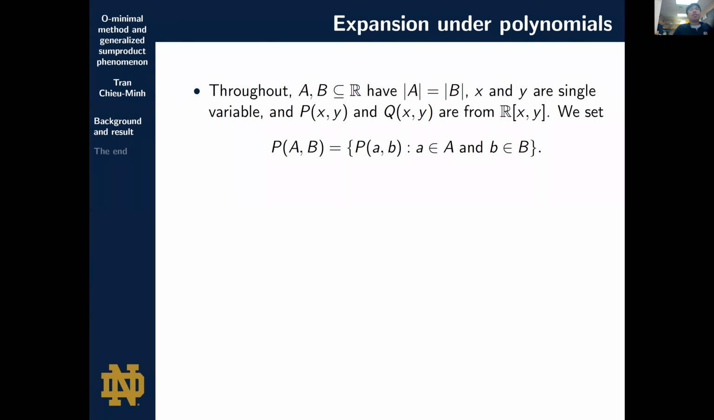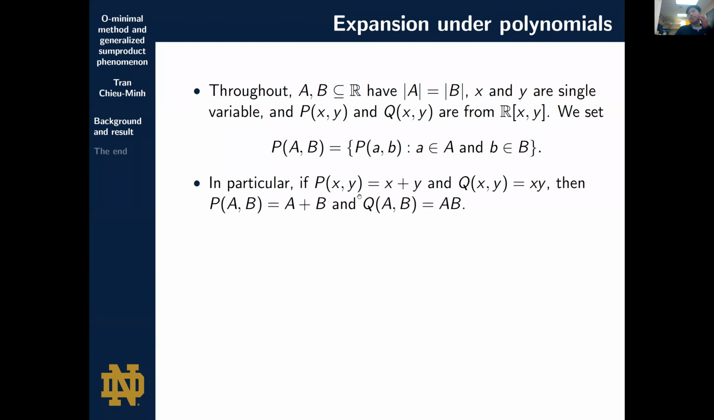We'll be discussing expansion phenomenon under polynomials. So throughout, A and B will be subsets of R with the same size, and x and y are single variables. We let P(x,y) and Q(x,y) be polynomials with real coefficients, and we denote P(A,B) to be the image of elements of A and B under P. For instance, if P(x,y) is just x plus y, then P(A,B) is the usual sumset of A and B. And when Q(x,y) is xy, then Q(A,B) is their product set.